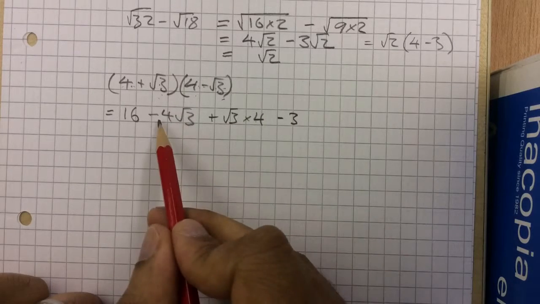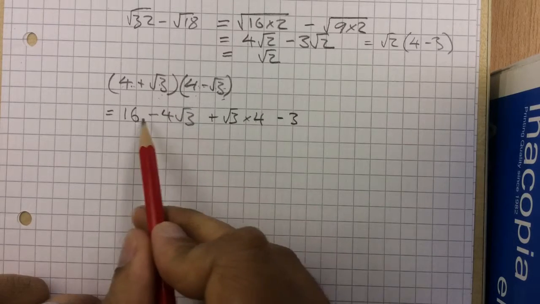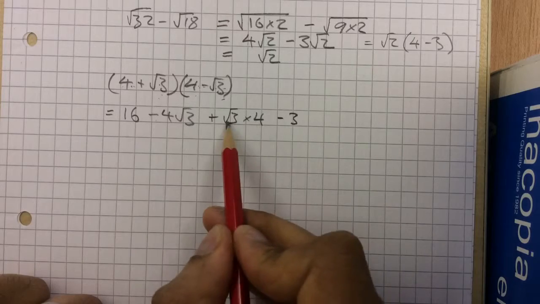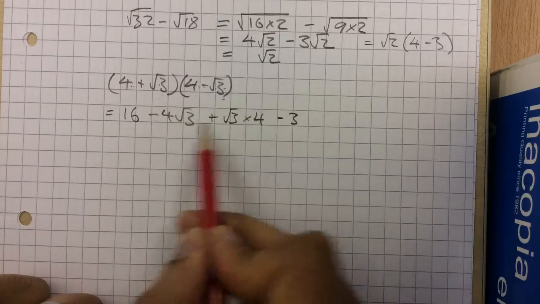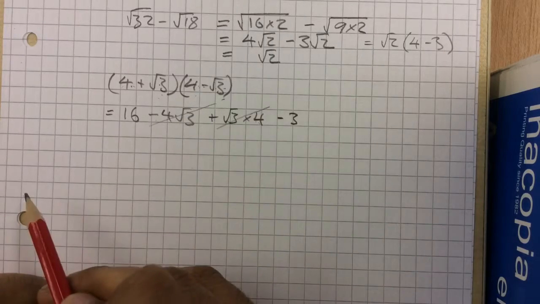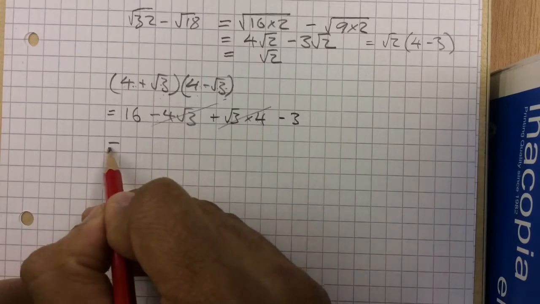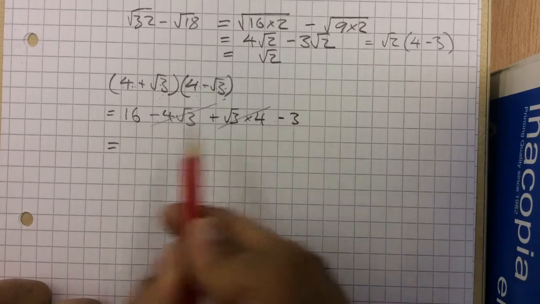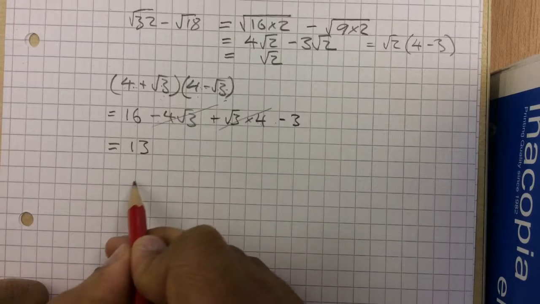So let's have a look. We've got 4 root 3 subtracted, and we've got 4 root 3 here. These two will cancel each other out. So equals 16 minus 3, which is 13.